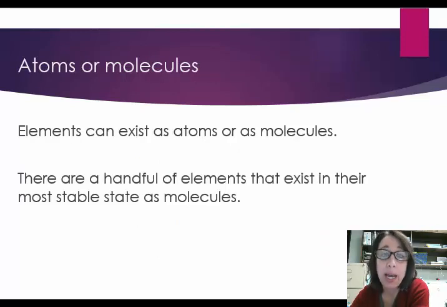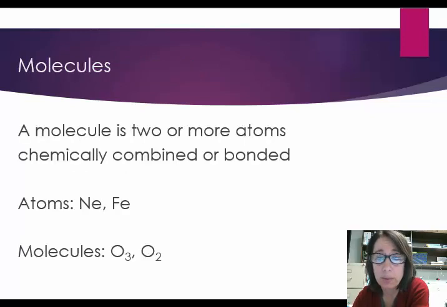Elements can exist as atoms or as molecules. There are about a dozen elements that can exist as molecules. What is a molecule? A molecule is two or more atoms stuck together or bonded. To express an element as an atom, we just write its elemental symbol. Capital letter N, lowercase e for neon atoms, capital letter F, lowercase e for iron atoms.